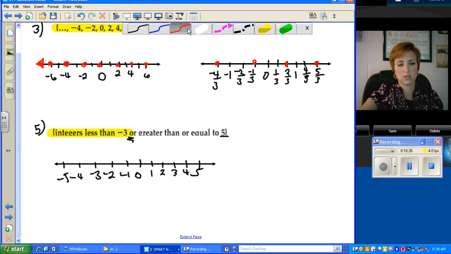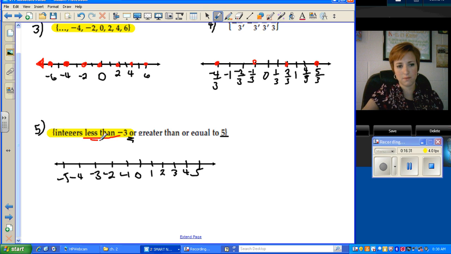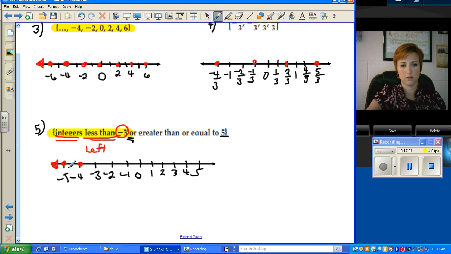So here's my question, something you need to ask yourself. If it's less than -3, does it include -3? No, it doesn't. So I don't put a dot on -3 because it doesn't want -3. It just wants the numbers less than. Remember, less than is to the left. So I want all my integers, so that's all the whole numbers and their opposites, left of -3. So it would be -4, -5. I have to shade in this arrow to show that it keeps going beyond -5 to the left.